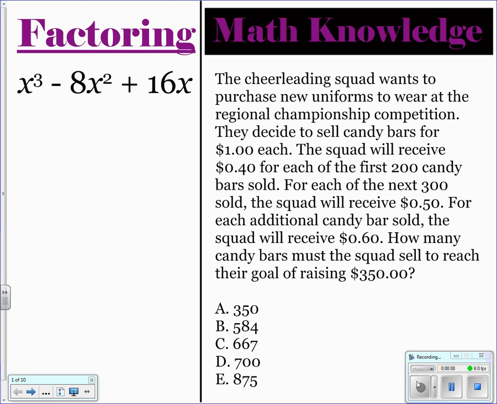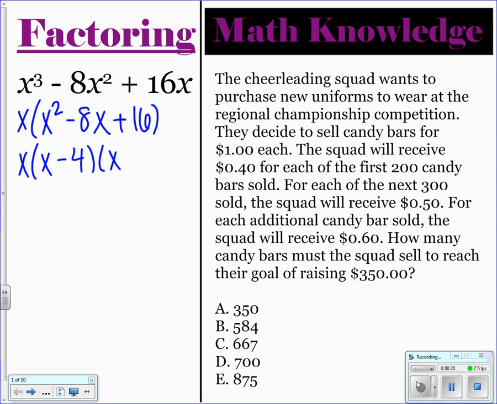For this factoring, you're going to start off by removing an x because that's your greatest common factor, and you'll be left with x squared minus 8x plus 16. That will factor as (x minus 4) times (x minus 4), and so you can write it as x times (x minus 4) squared.